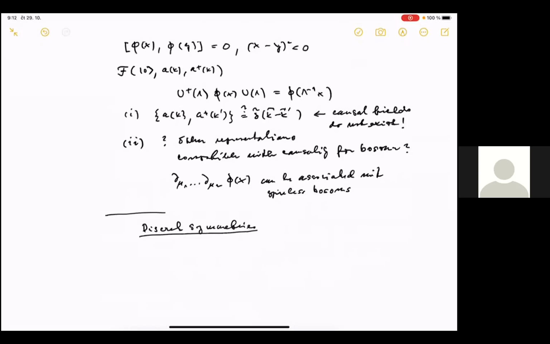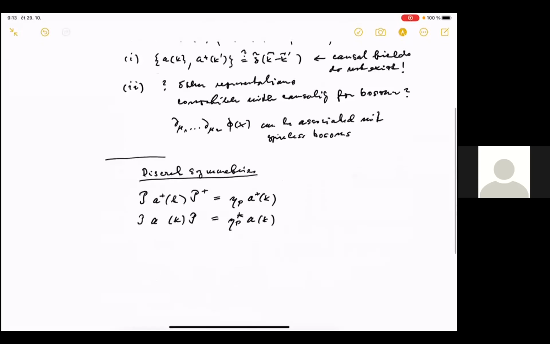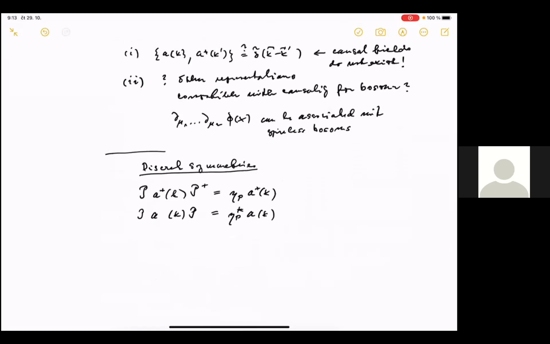So what do we know about discrete symmetries? We know that the annihilation or creation operator transforms under such a discrete symmetry in an analogous way as one-particle states. So in this case, it is just the parity phase, and for the creation operator, with Hermitian conjugation, we obtain a similar relation, with the complex conjugated phase. And now we can try to calculate the transformation of our scalar field.